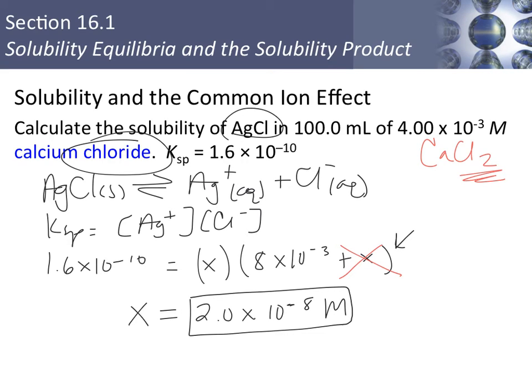And as a side note, the solubility of silver chloride in just water is 1.3 times 10 to the negative 5th molar. So you can see that the solubility has decreased with the addition of a common ion.